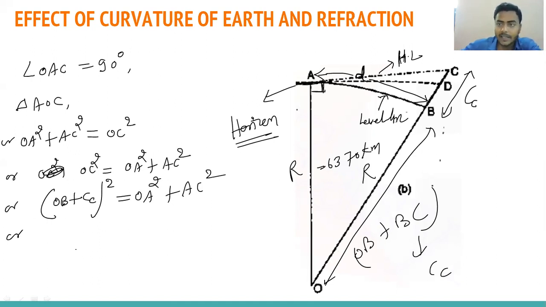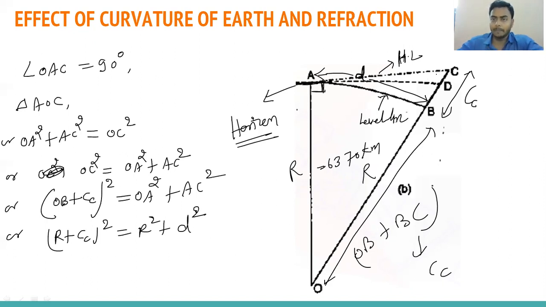Now OB and OA we can write as the radius of Earth, that is R. So (R plus CC) all square, R square. AC we can write as D. We have assumed that the A to B distance is D, but we are writing AC is equal to D because the distance AB and AC will be almost the same, because whatever the correction will be, it is in meters or less than a meter, right? So we will say this distance is almost the same.